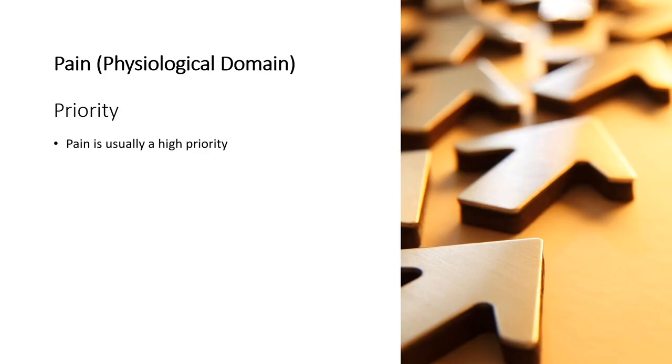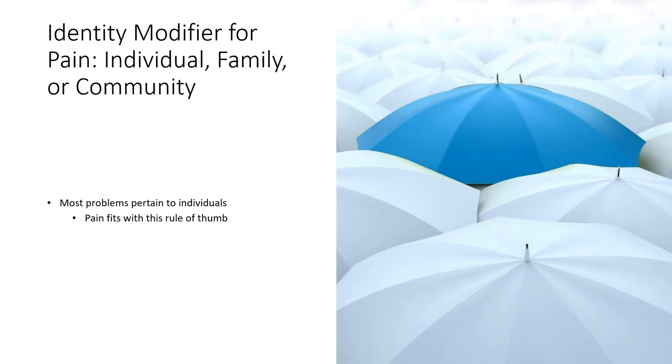Let's see how this works for the pain problem. Pain is a problem that is found in the physiological domain. We'll take it as an example and apply the Omaha System as described in the previous slides. First, priority. Pain is usually a high priority. Next, let's consider the identity modifier, individual, family, or community. Most problems pertain to individuals, and pain fits with this rule of thumb.